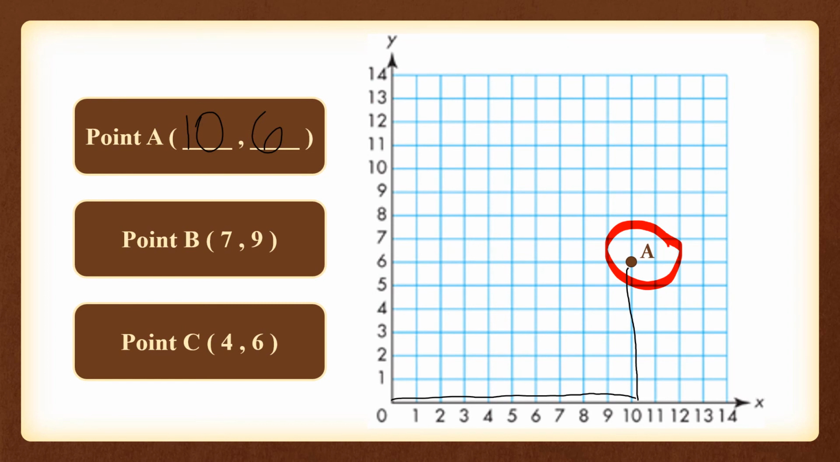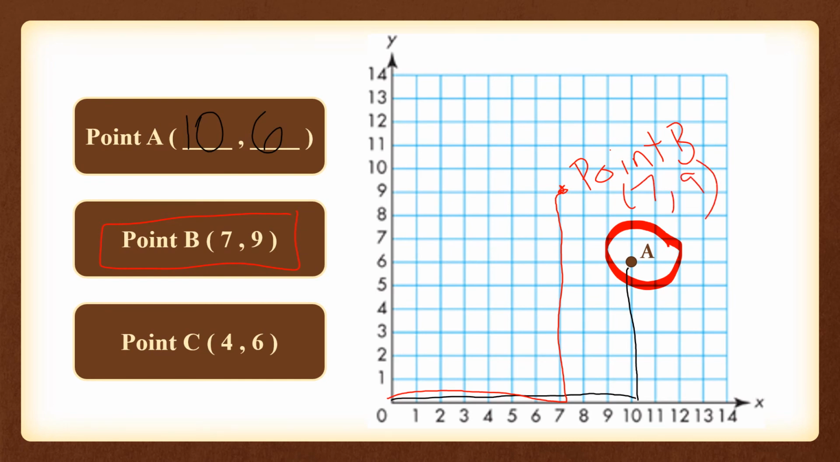Now for point B, they've given us the ordered pair and we are going to plot the point. So we are going to go along the x-axis 7 and then up 9 and plot a point right there. And that gives us point B with an ordered pair of (7, 9).